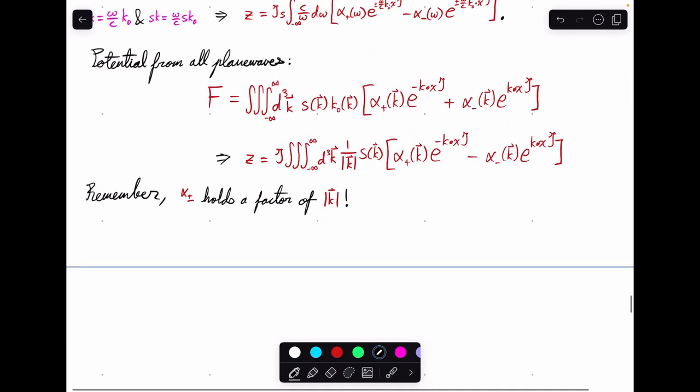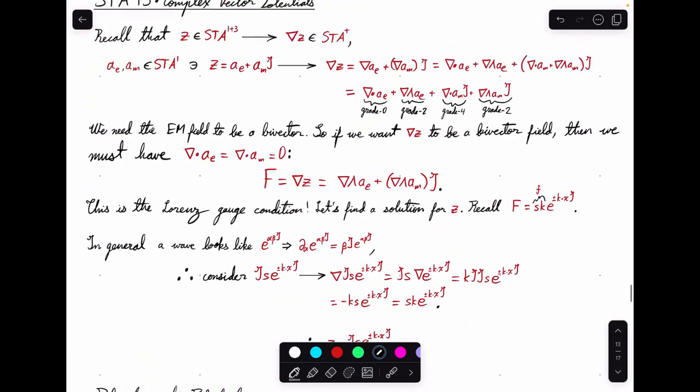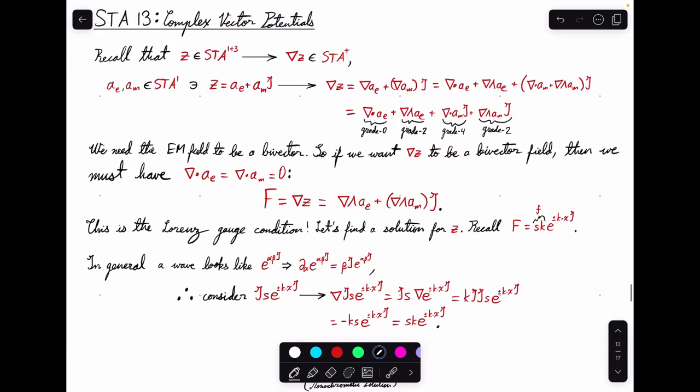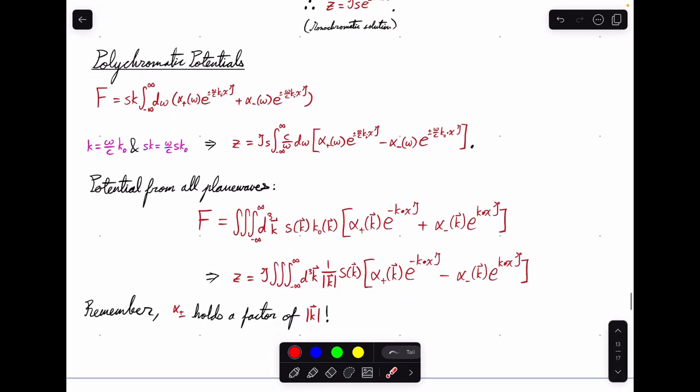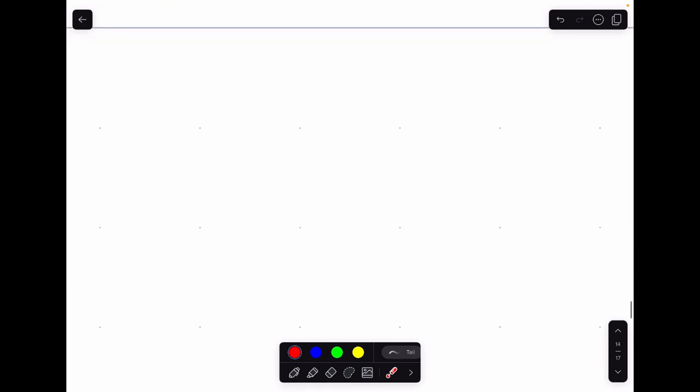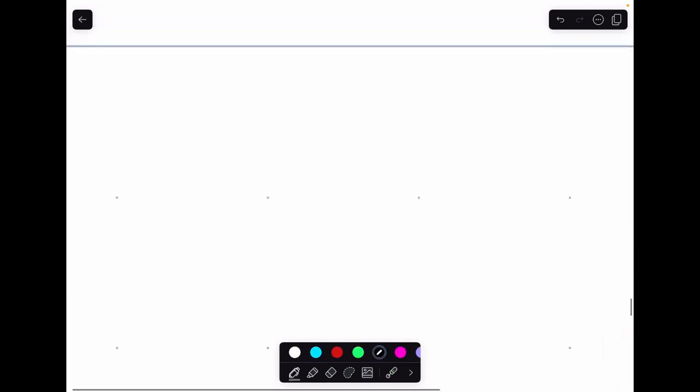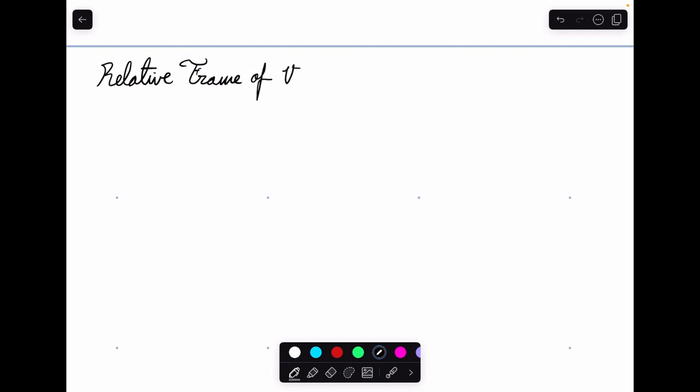Now we're going to look at the relative frame. So we were using the complex vector z, but now we're going to break z into relative frames, where, again, relative frames are space-time splits, so relating things to their frame-dependent form. So, relative frame of vector potential.